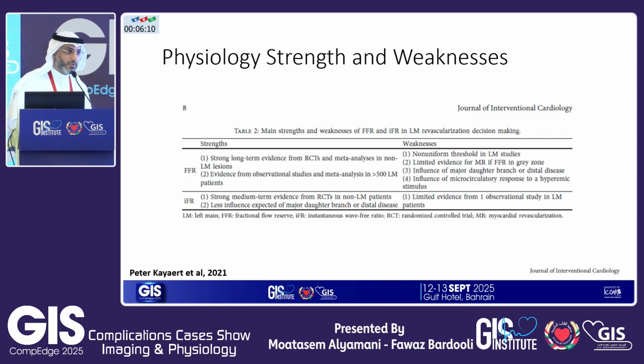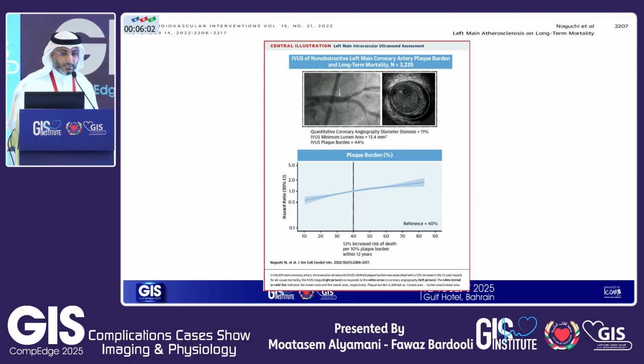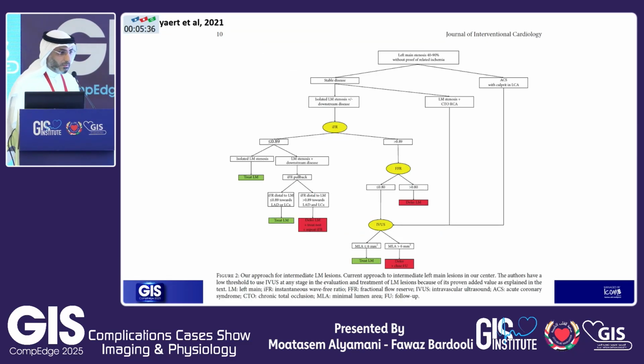Another weakness of physiology is that, as also mentioned, you can't use it in ACS. You can't look at plaque morphology, as we're going to see in our next case. And this is a study that actually shows you that plaque morphology in the left main matters a lot. A retrospective study that looked at a large number of patients showed a 12% increased risk of death per 10% plaque burden in the left main. So we can't just ignore it and say, well, FFR is negative. So what should we do in these situations?